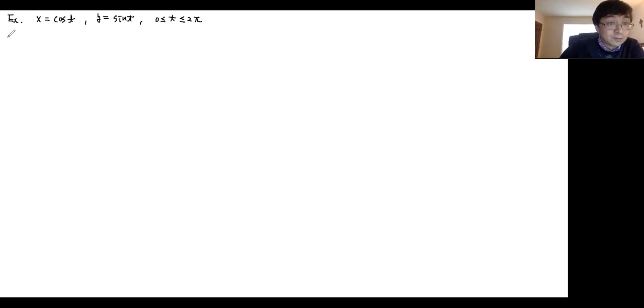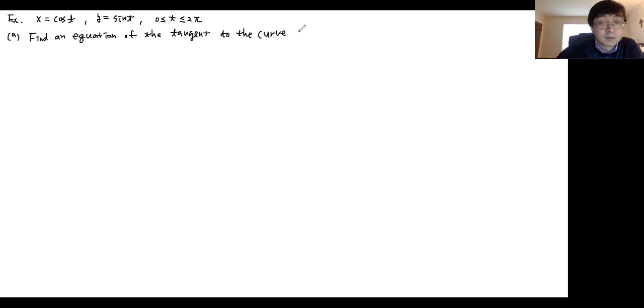The first problem, A. Find an equation of the tangent to the curve C at t equals pi over 6. This is the first problem.